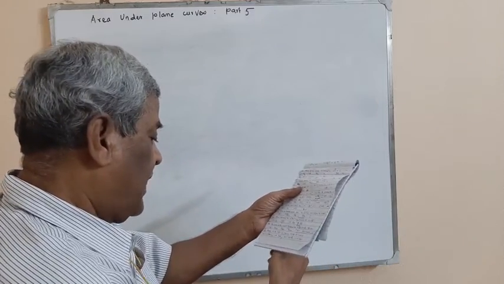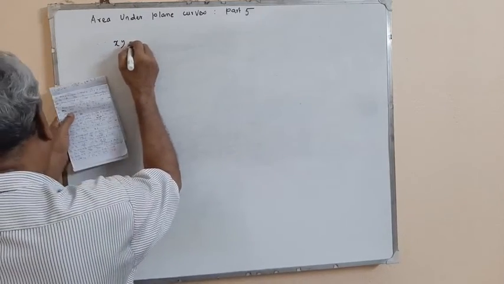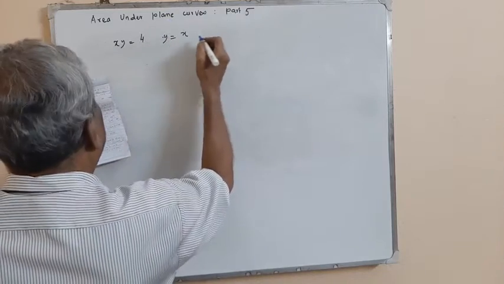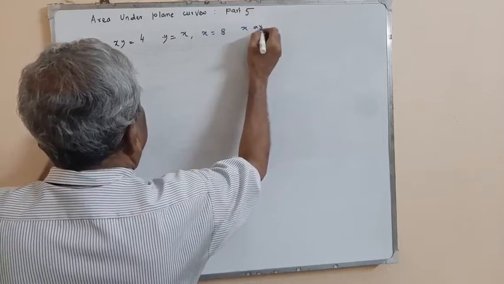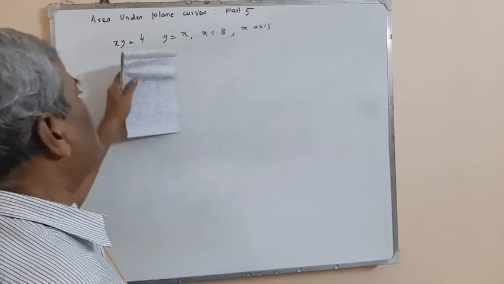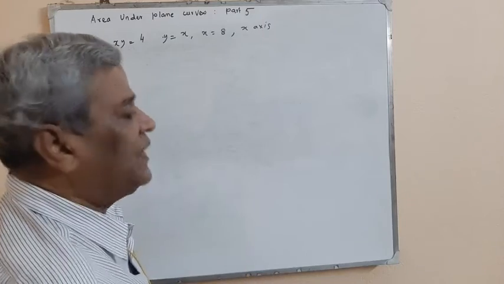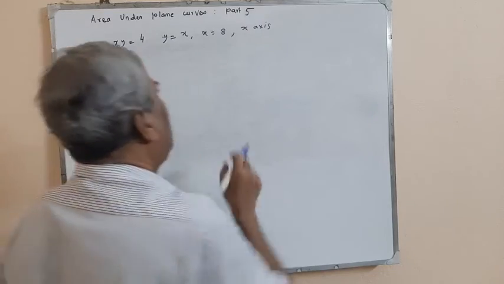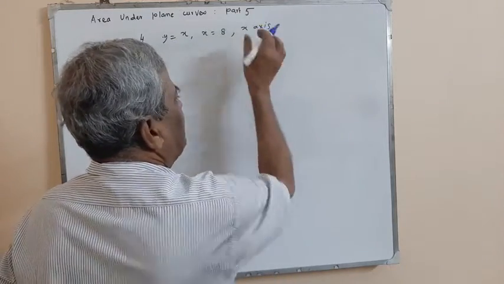Next, third problem. Area bounded by xy is equal to 4, y is equal to x, x is equal to 8, and x-axis. We have to find the area bounded by this region. Number one, this is xy is equal to 4. It is a rectangular hyperbola. Y is equal to x is a straight line passing through origin. X is equal to 8 and x-axis.